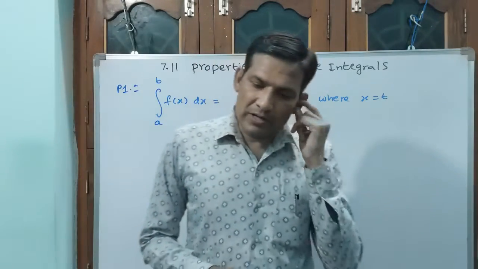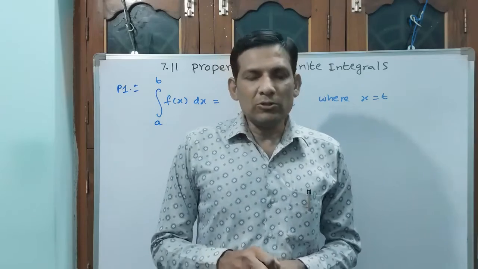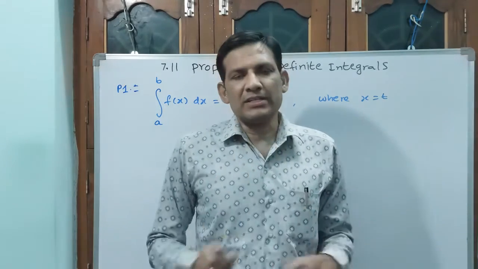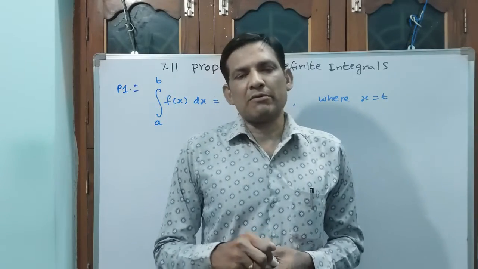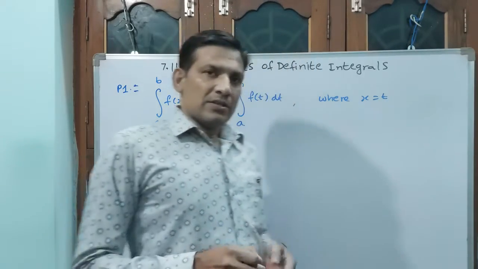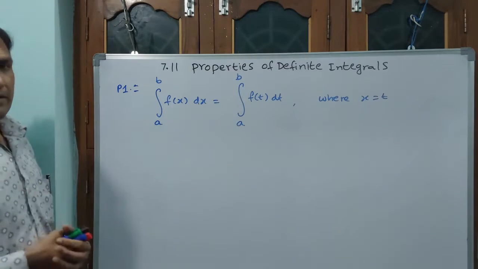Total 9 properties are there. We will first understand all those properties and we close this class here. From the next class onwards we will start the 7.11 exercise directly. See what they have given. First, property number 1, like that I am writing.